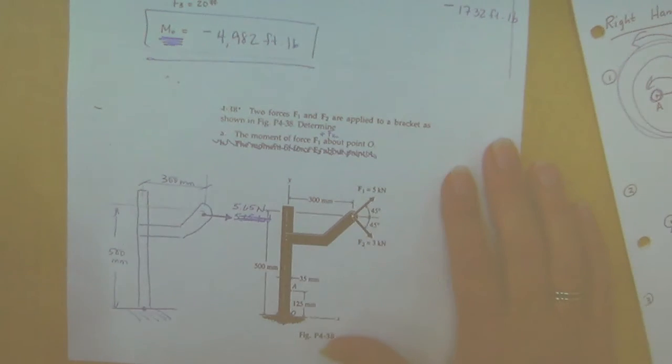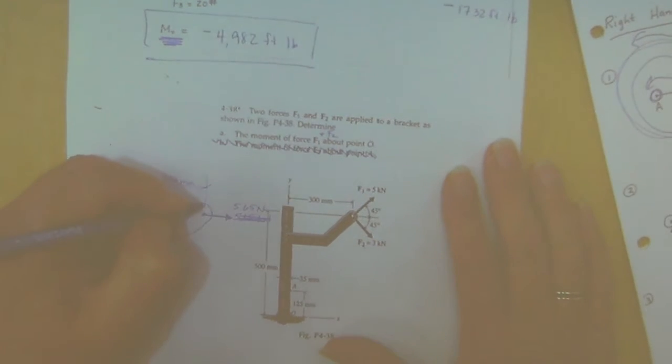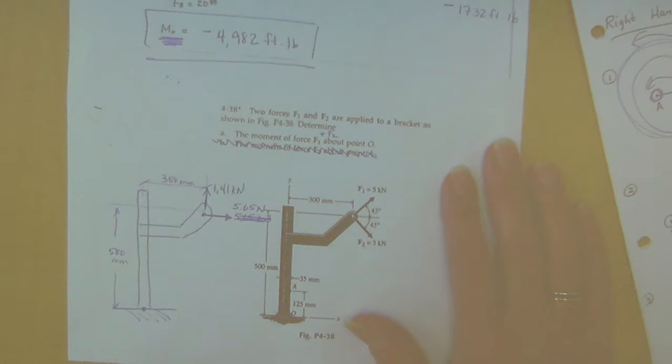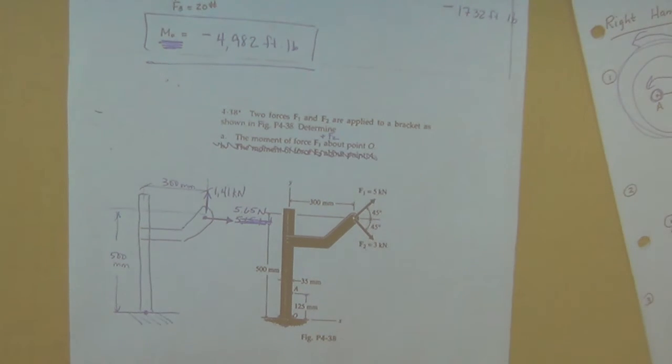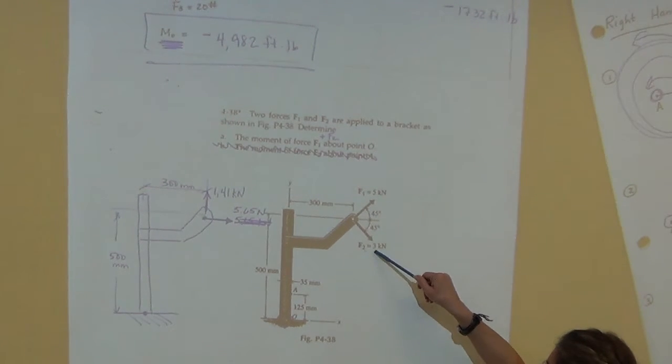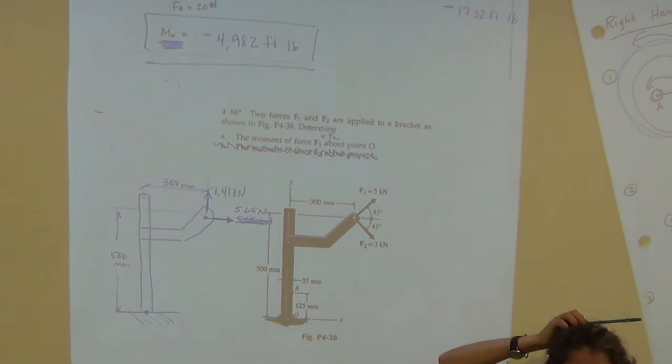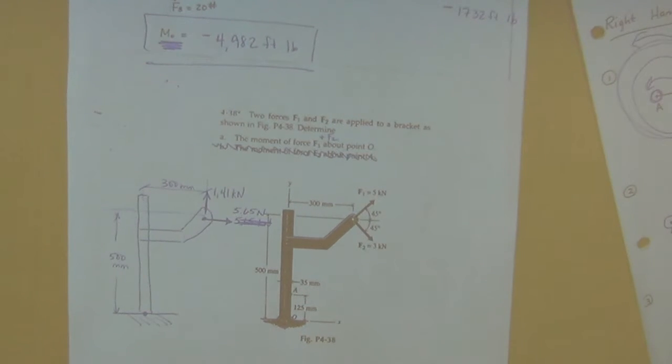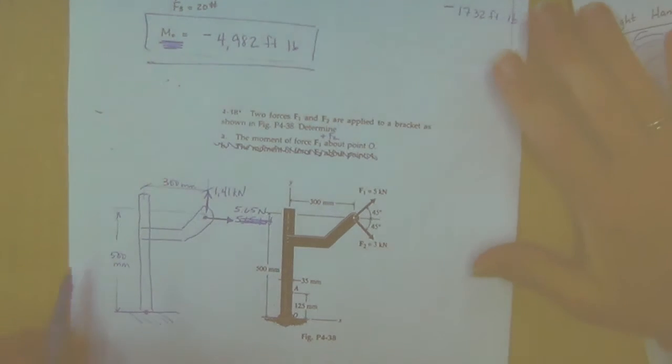What did you get for the y? That's probably 1.41. Was it up? Is it a positive y? Take a look physically, should it go up? Yeah, it should. They're both at 45 degrees, this one's 5 going up, this is 3 going down, it's gotta go up, right? Okay, so now, find the moment about point O.